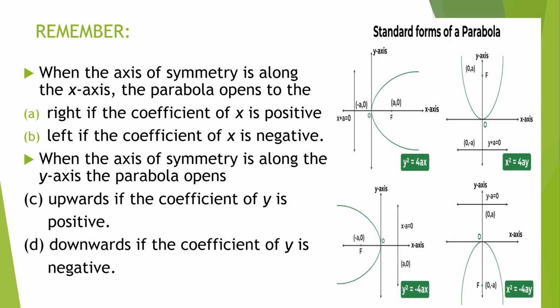So now for the 4 cases, when the axis of symmetry is along the x-axis, the parabola opens to the right if the coefficient of x is positive. That means it is the equation y square is equal to 4ax. Suppose it opens left, if the coefficient of x is negative, that means the equation is y square is equal to minus 4ax. Now if the axis of symmetry is along the y-axis, then in that case the parabola opens upwards if the coefficient of y is positive and downwards if the coefficient of y is negative.